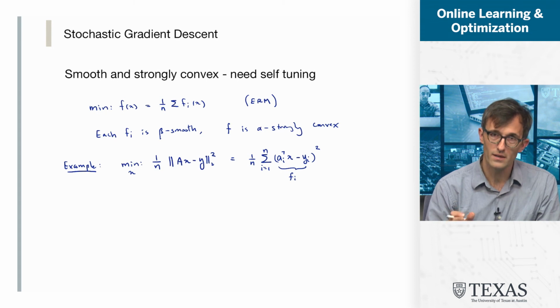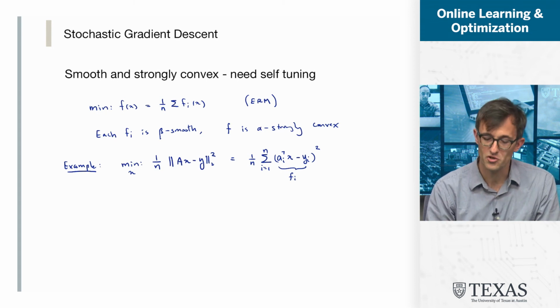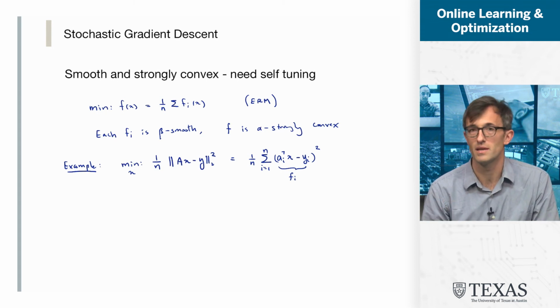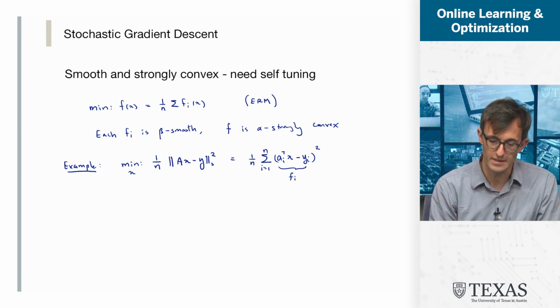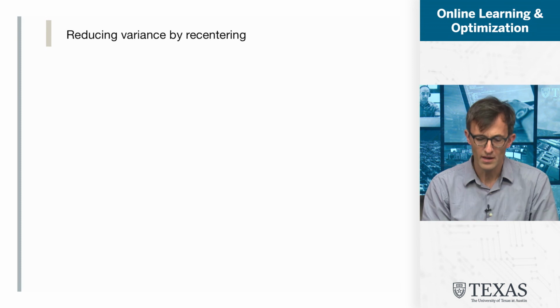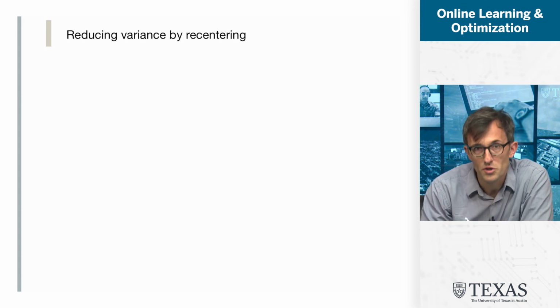So we need a different element. Last lecture we considered mini-batch. Mini-batch has many advantages, but it's not going to give us the self-tuning property. We need a different idea. The key idea is to reduce variance by recentering the subgradient.